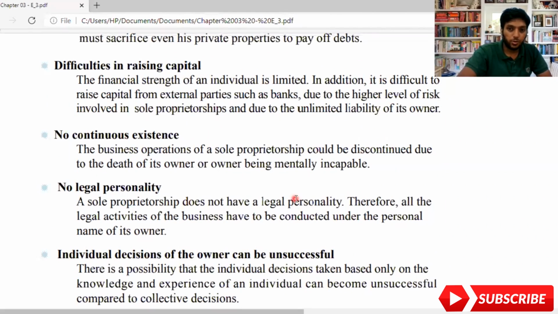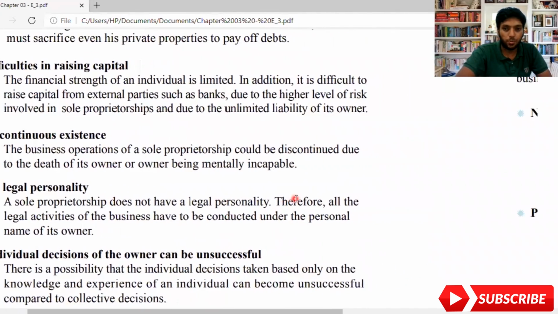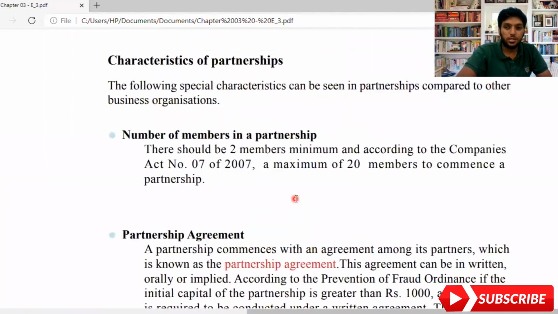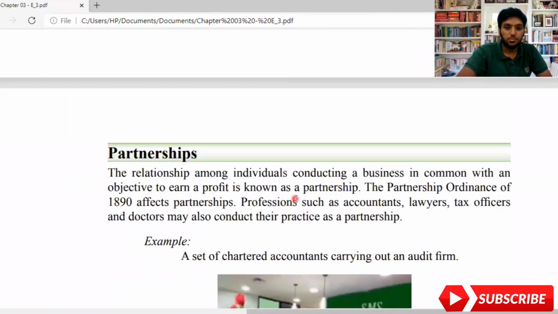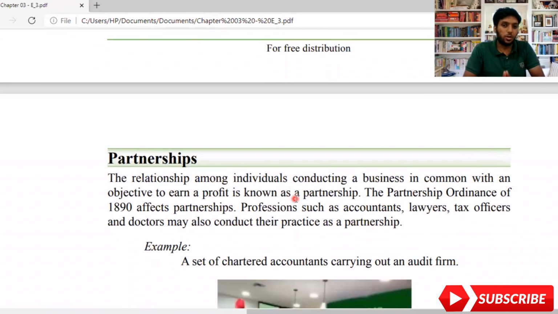So I hope I have given you a clear explanation about sole proprietorship. Let's see what a partnership is. I'll make it very short and simple. Partnership is where two to 20 people work towards a common objective to earn a profit. The partners cannot exceed 20 people, and the lowest number of partners in a partnership should be two people.